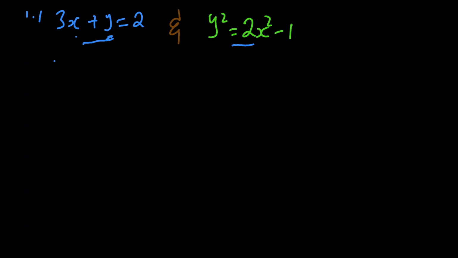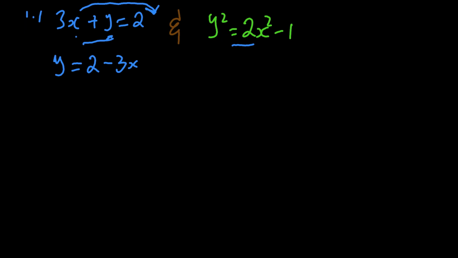So y is equal to, we take this 3x to this side. We're transposing it, so you'll have 2 minus 3x. Remember, when you're transposing, the sign changes from a positive to a negative. Whenever you're doing that, the sign will always change.